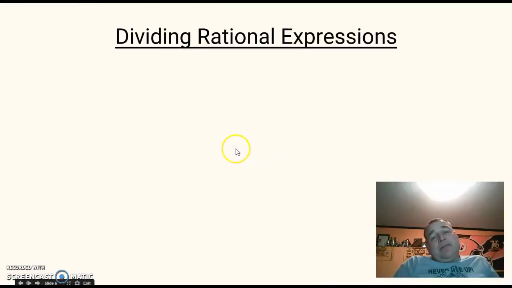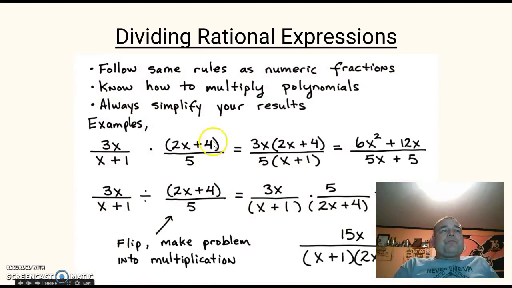Next up, dividing. Well, you follow the same rules as you do with numeric fractions. Know how to multiply the polynomials, and always simplify your results. Remember, when you do division of fractions, you flip and you take the reciprocal of the second. That's the same thing we do.